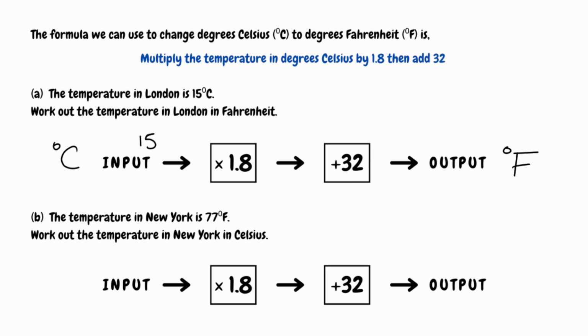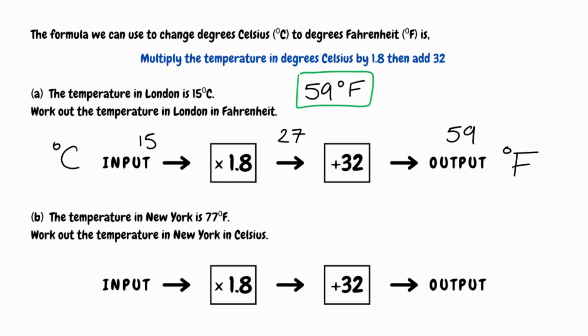So because we're starting with the input, we're just going to move from left to right. So we would begin by doing 15 multiplied by 1.8. Well, that would be 27. And then if we do 27 plus 32, that's going to give us an output of 59. So 15 degrees Celsius is the same as 59 degrees Fahrenheit. And that would be our answer to part A.